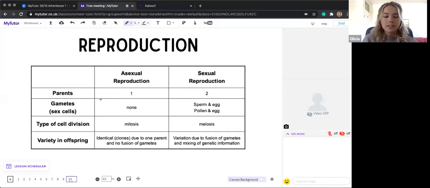Lots of plants reproduce by asexual reproduction, and that is just all creating identical cells. So it's just where one parent, just using itself, creates offspring which are all genetically identical. So strawberry plants can do this, for example.